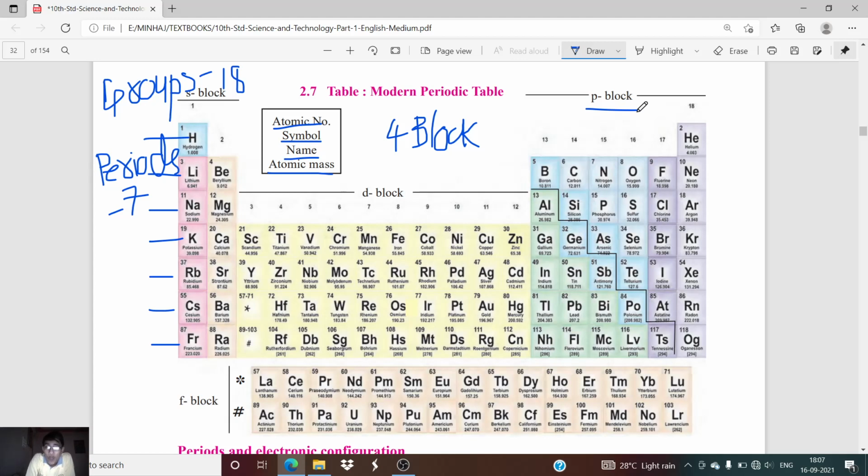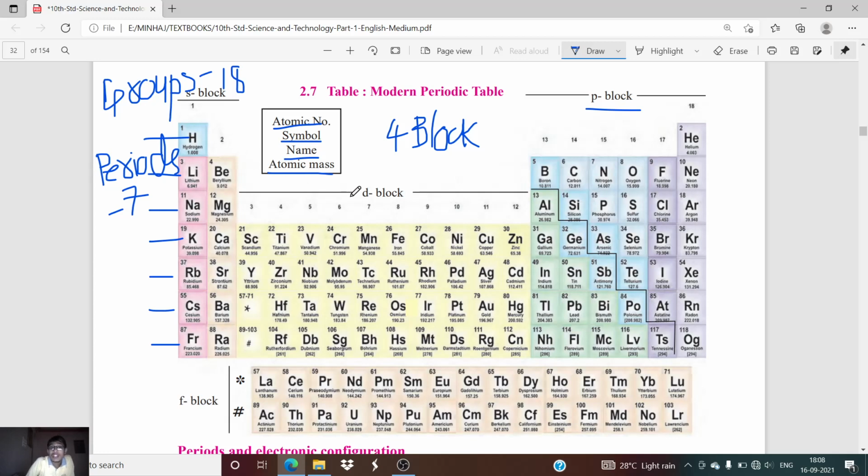Okay, and these elements are placed in these blocks. That means the properties of elements lying in the blocks differ from one another. The property of S block elements differs from the property of D block elements, and the property of D block elements differs from the property of P block elements. Now S block elements are alkali or alkaline earth metals. What type of elements are there in S block? Alkali or alkaline earth metals are there in S block.